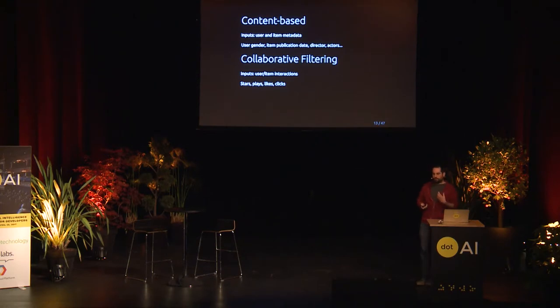Another kind of input that you can use is not the description of the items, but the interactions between users and items. In that case, we just represent the users and items as integer identifiers in the catalog and the user base, and we count the number of times one user interacts with one item. The interactions can be of several kinds: stars, number of plays, number of likes, number of comments, number of clicks in search results, and so on. So we aggregate a lot of data based on the user activity.